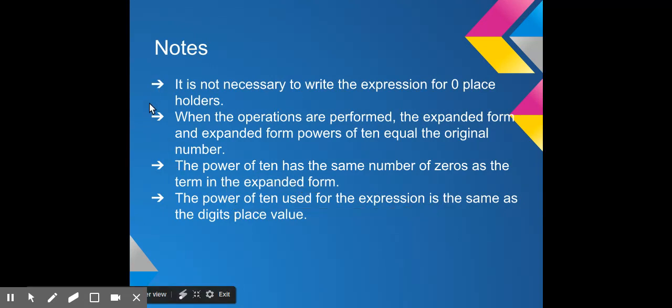So some more notes. I just said it's not necessary to write the expression for 0 placeholders. When the operations are performed, the expanded form and expanded form powers of 10 equal the original number. The power of 10 has the same number of zeros as the term in the expanded form, and the power of 10 used for the expression is the same as the digit's place value.